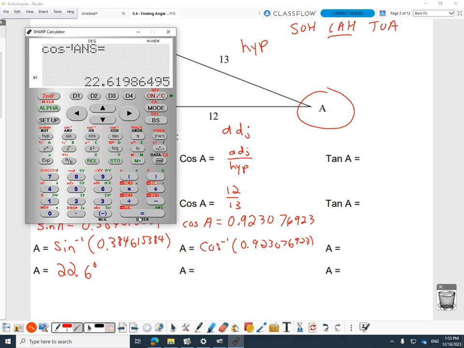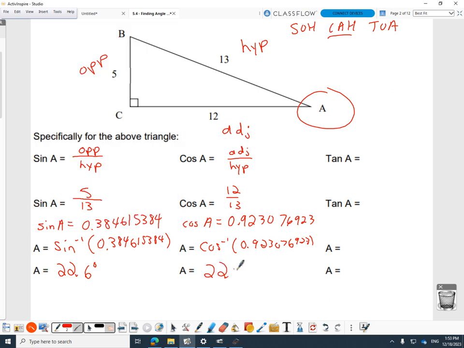Well, it better be 22.6. It better not matter. And that's one of the points of this lesson, it doesn't matter which two sides you use. You can use any two sides you want, and you'll get the same angle either way, or else math is broken. If math works, you can use any two sides you want.